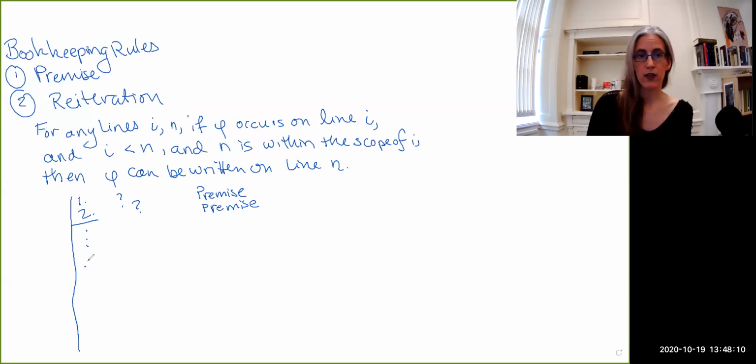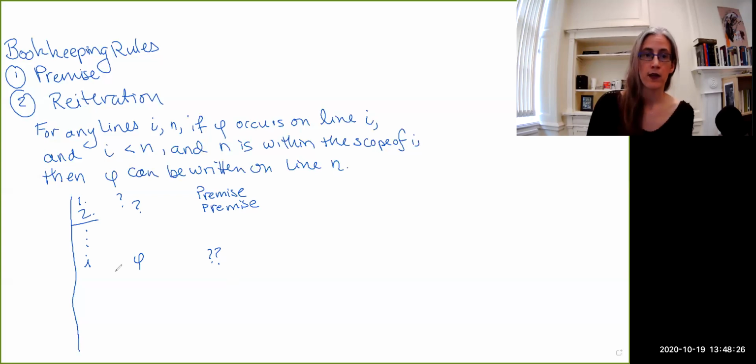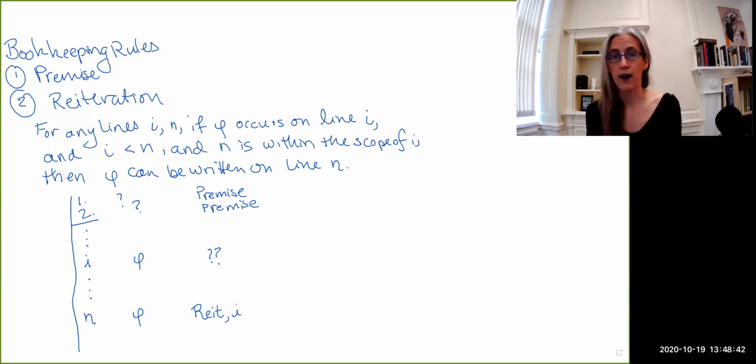Say that we now have line I with some formula phi on it. Again, we don't necessarily know what annotation it has. It's probably going to be one of our substantive rules that I'll teach you in later videos, but it has to be annotated with something, otherwise this isn't a proof. Then again, don't know how many other lines might be in here, but eventually we reach line N. We are able to write categorical proposition phi on that line, again with the annotation reiteration, line I.